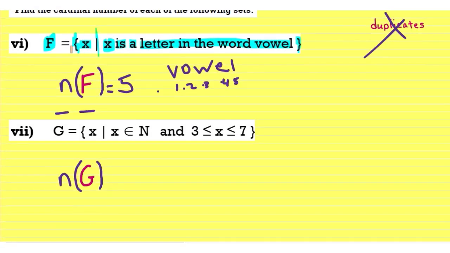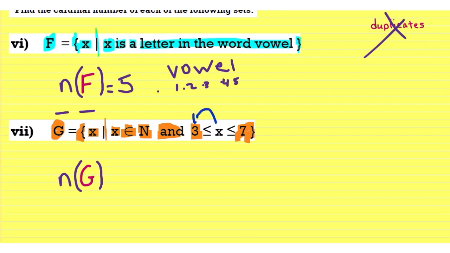Okay, then now we have set G. And it's also in the set builder notation for describing a set. So it says that X, such that X is an element of the natural numbers and it is between 3 and 7. So that's what that means right here. This little piece right here, when X is in the middle, it means it is between 3 and 7. It also says equal to. So it's including 3 and 7.